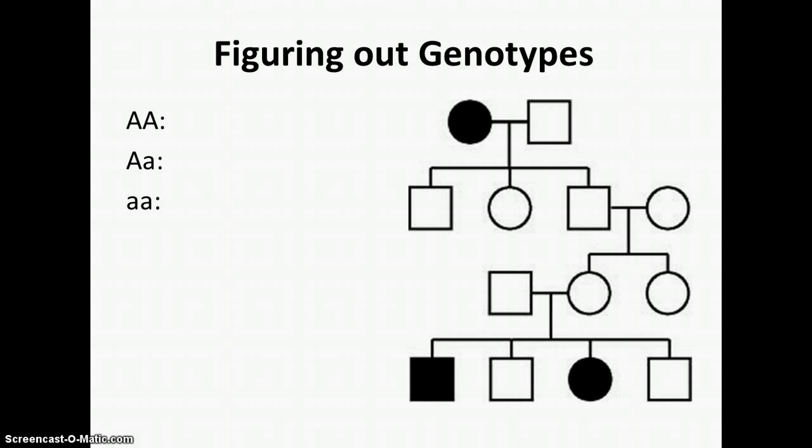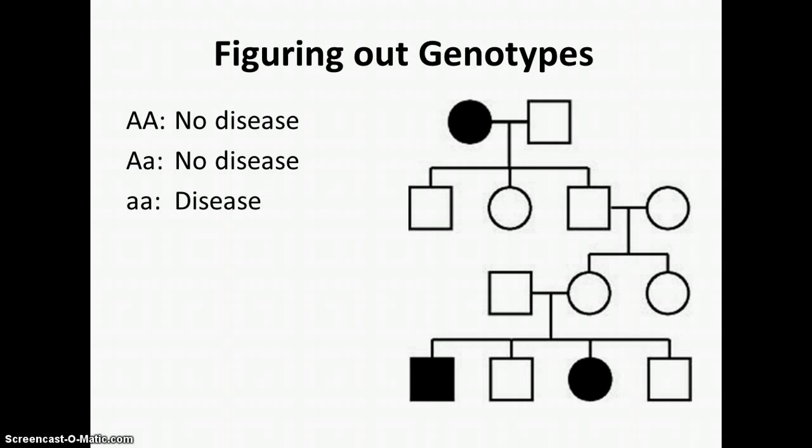So if it's recessive, I remember that little a's are recessive, and only this person right here is going to have the disease. So big A won't have it. Big A, little a won't have it, because this big A is going to be dominant. But little a will have the disease.